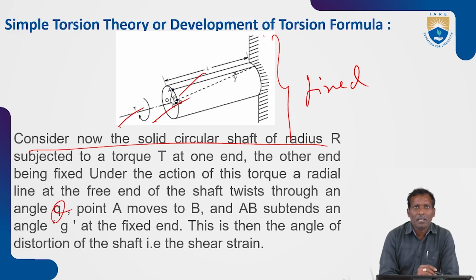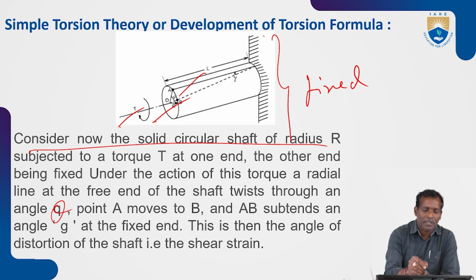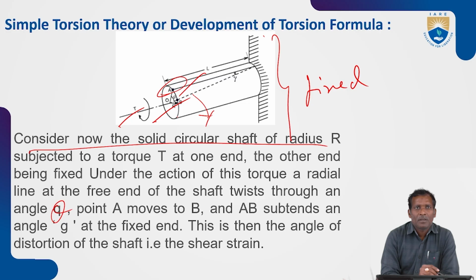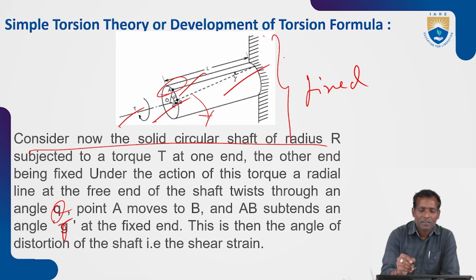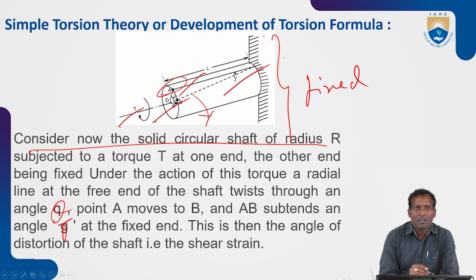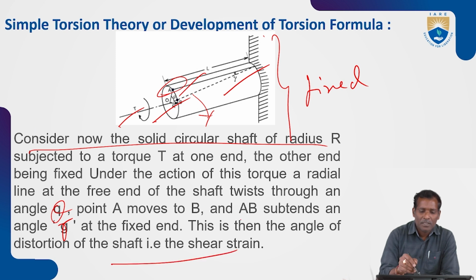So point A moves to B. Whenever the shaft starts to rotate, A goes to B, and AB subtends an angle theta. Sorry, here gamma at the fixed end. This is then the angle of distortion of the shaft. The angle of distortion of the shaft, shown here as gamma, is called the shear strain.